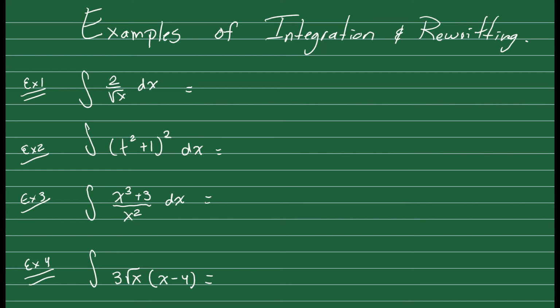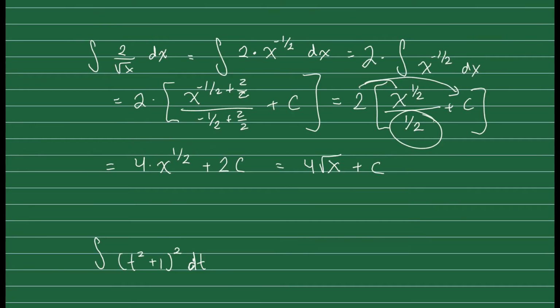Want to go ahead and show you some examples of integrals that need to be rewritten first before finding the antiderivative. On this problem, we can see that we have 2 over the square root of x, and 2 over the square root of x can be rewritten as 2 times x to the negative 1/2. We can bring the variable to the numerator and turn the power into a negative 1/2 with respect to x.